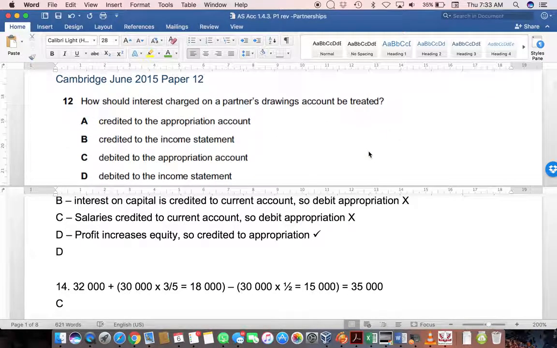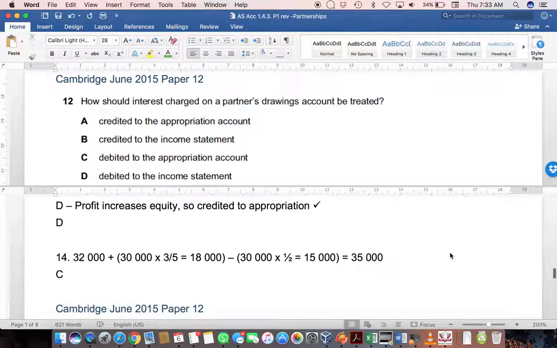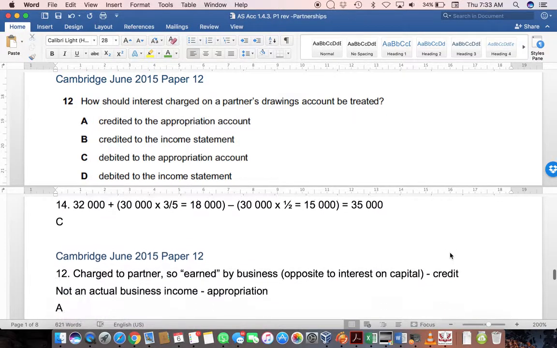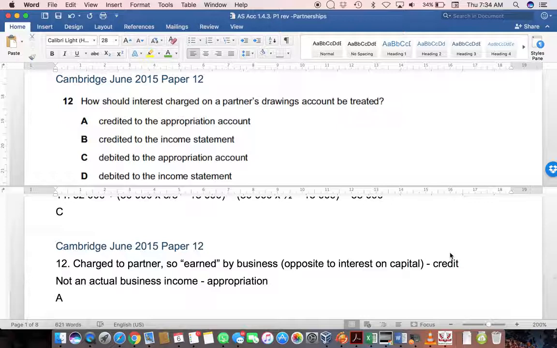Looking at Cambridge, June 2015, paper 1-2, question 12. How should interest charged on a partner's drawing account be treated? Well, in this case, you need to keep in mind that if interest is charged on the drawings, it's the opposite effect to where the interest is received on the capital by the partners.